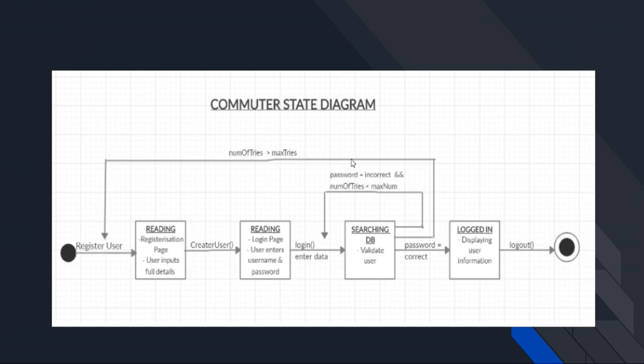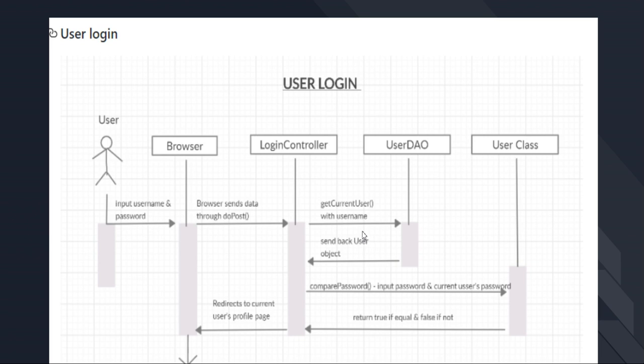Next is the state diagram. Here you can see the different states the process is in while it goes on in the system. So basically, while the user puts in his username and password, it is in the reading state, and while authentication is going on, it is searching the database.